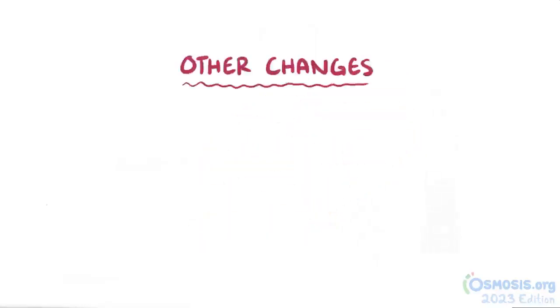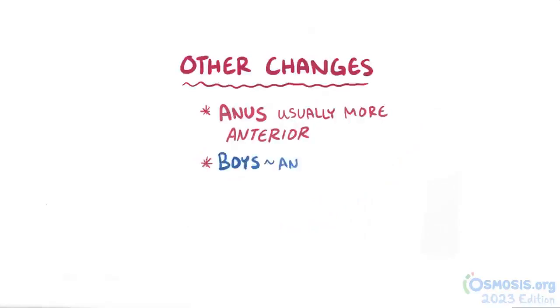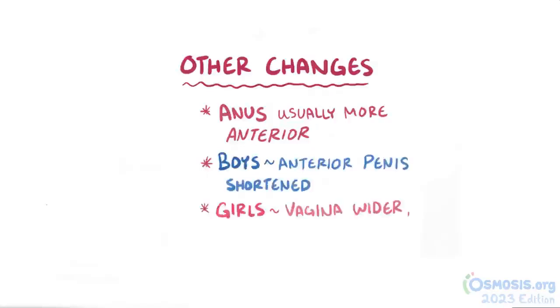In addition to this, bladder exstrophy causes other changes as well. For example, the anus is usually more anteriorly located. Also, in boys, the anterior part of the penis is shortened, and in girls, the vagina is wider and shorter, as well as more vertically oriented.